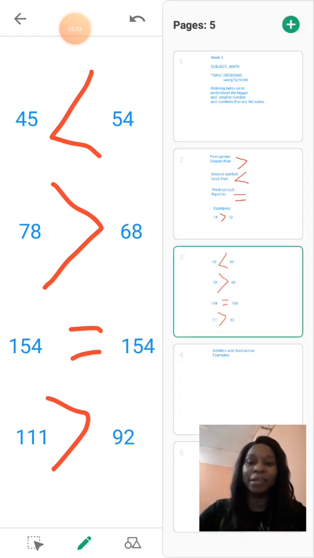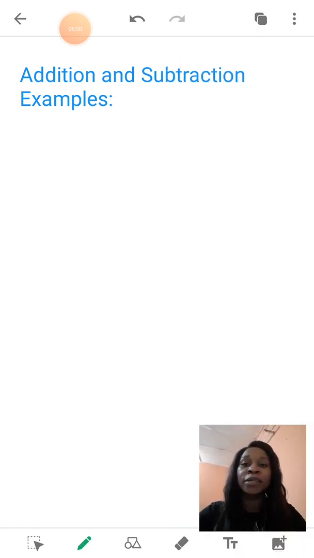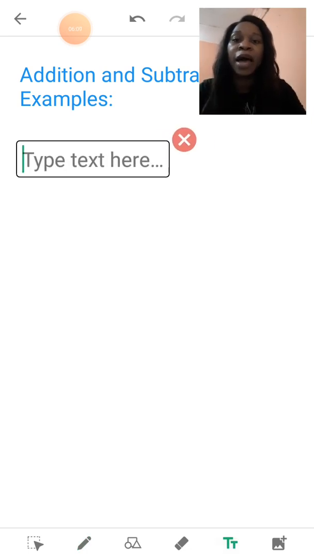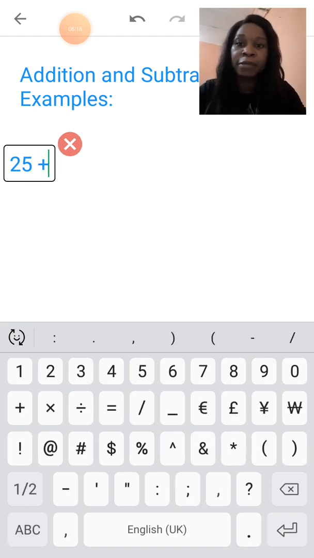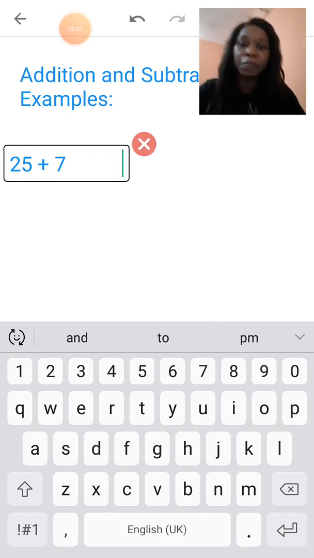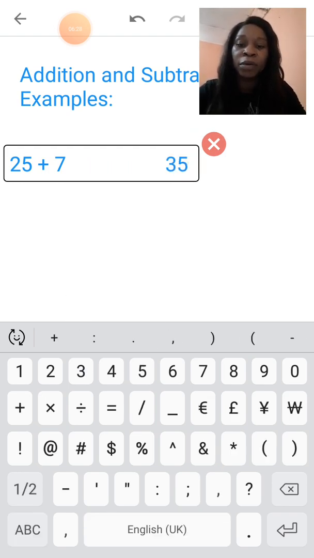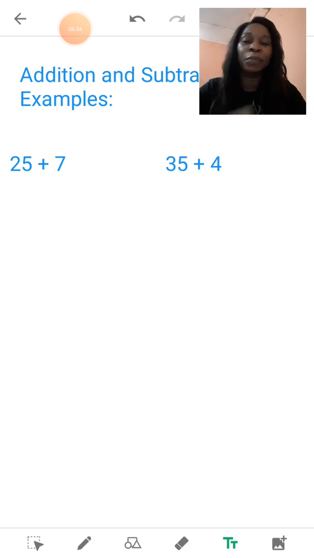Now let's take a more complex example. We are going to see how to use addition and subtraction to solve ordering. Now if I have 25 plus 7, I give a space, and I have 35 plus 4. Now when you have an example like this, the first thing to do is to add.